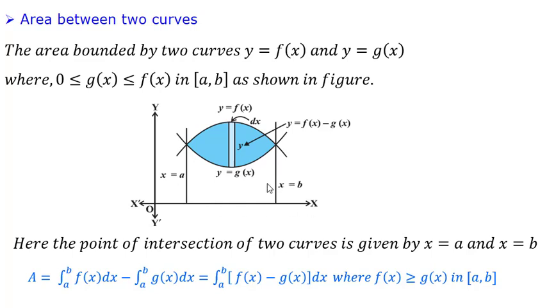So if I subtract this part, which is the area below y equals g(x), from the area below y equals f(x), then we are going to get the shaded area. So for getting the shaded area, we draw the diagram, and then by looking at the diagram, we will decide from which function we have to subtract the other function.